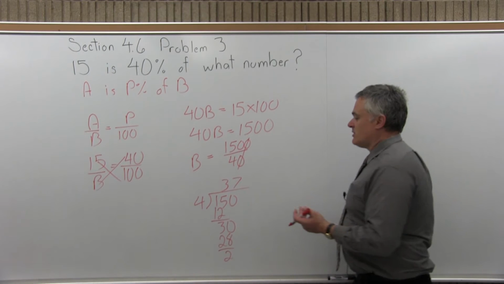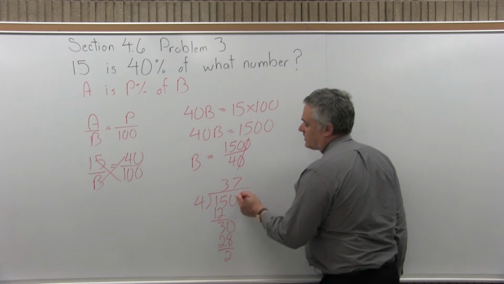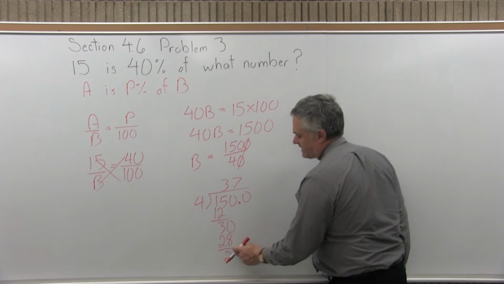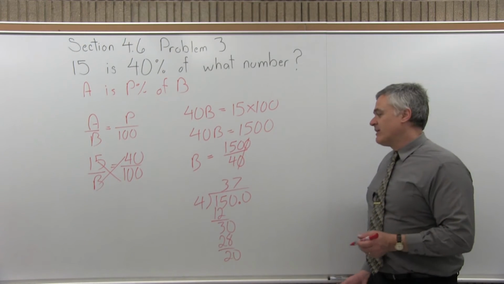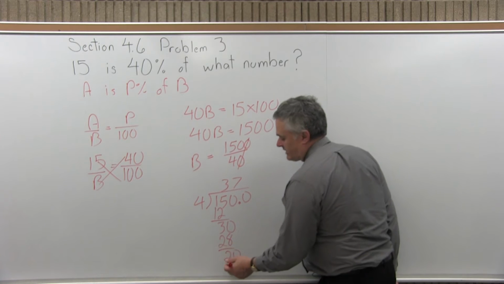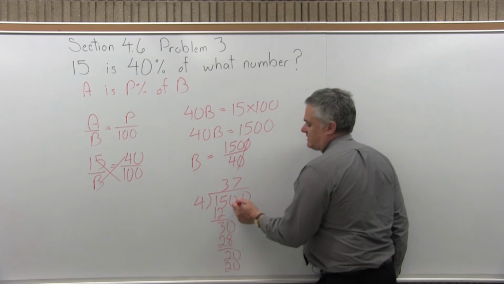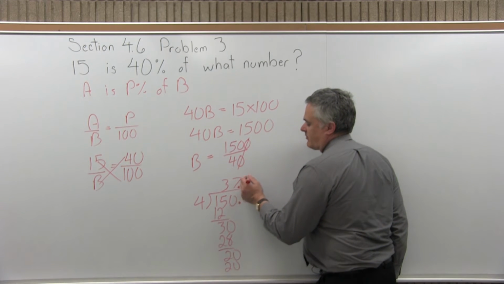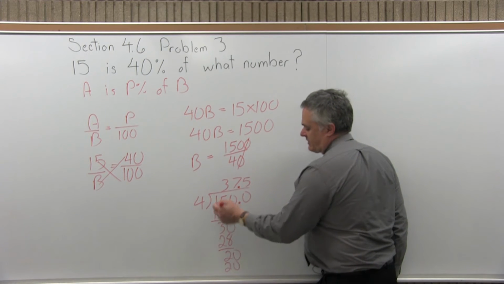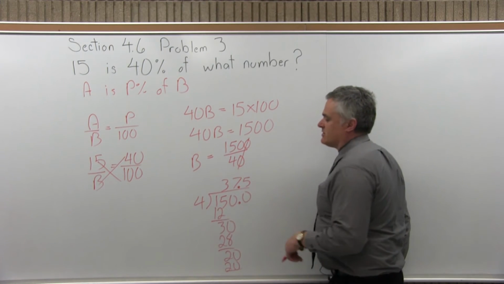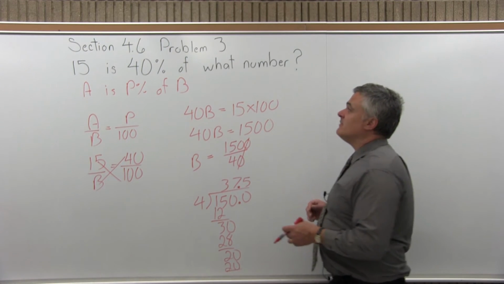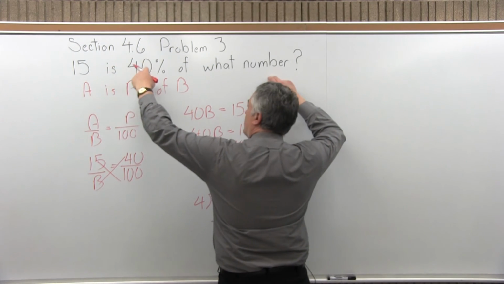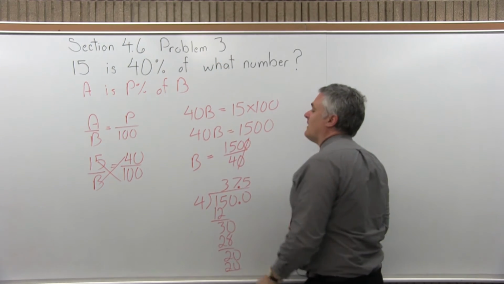So to deal with this, what you do is think of the 150 as 150.0, and then you have a next digit that you can bring down. The 0 comes down next to the 2. So we have 20. 4 divides into 20 evenly. It's 5 times. And the decimal that we added has to come straight up vertically. And 5 times 4 is 20, and when you subtract, there's no remainder. So the answer is 37.5. That's the B. 15 is 40% of 37.5.